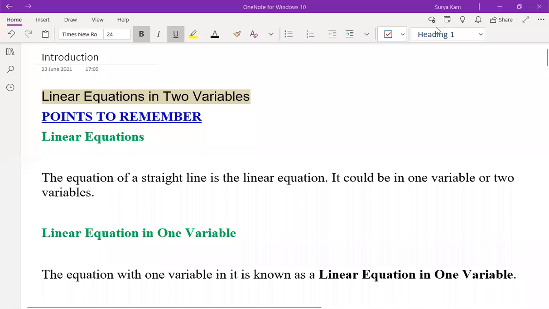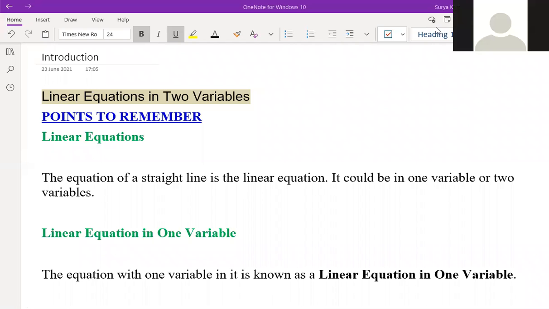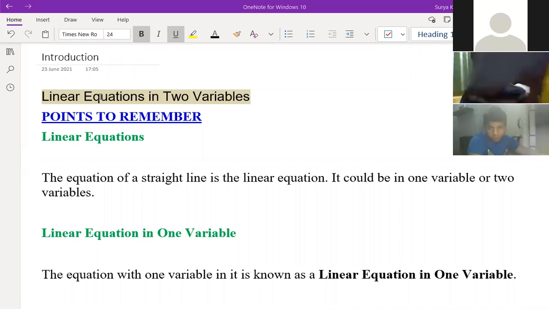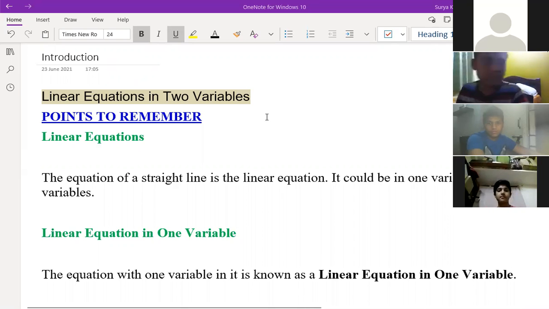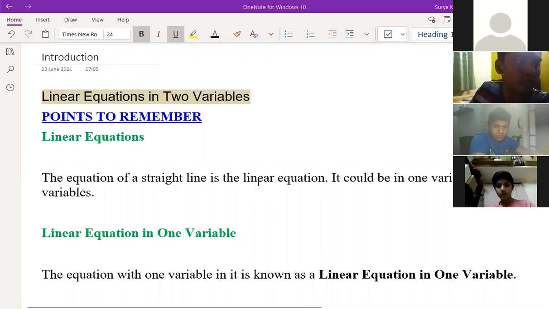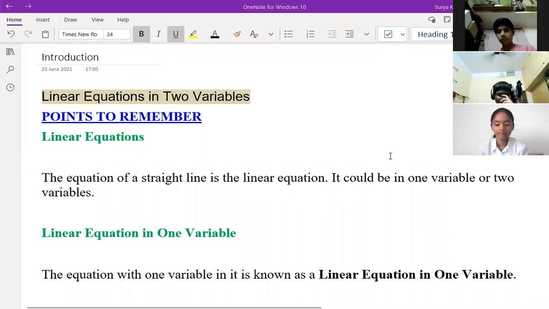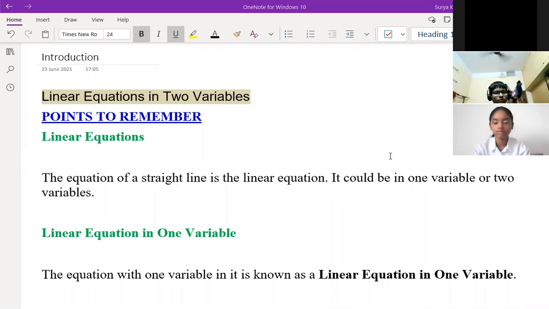All of you on the camera now, children. All of you on the camera. I can see Nihar, Sai Ritvik, Sai Charan, Pulastia, and Sriyanvi. So, linear equation.